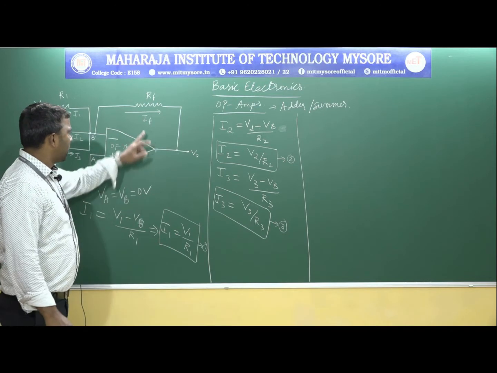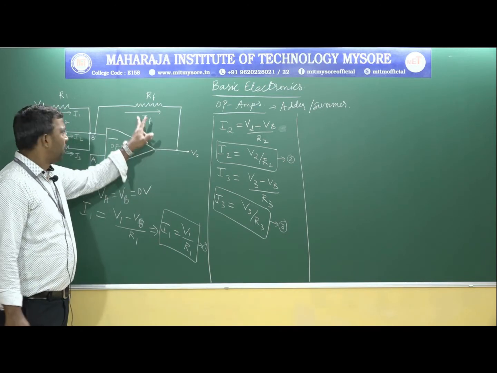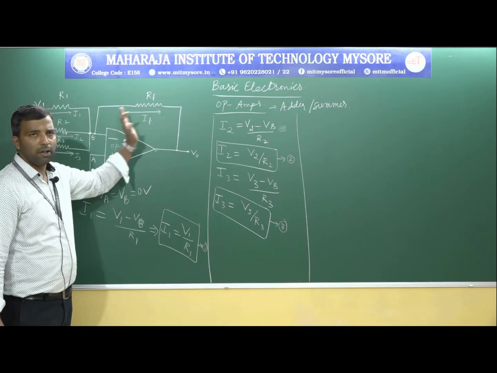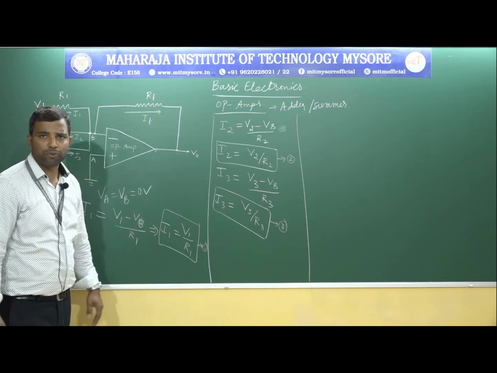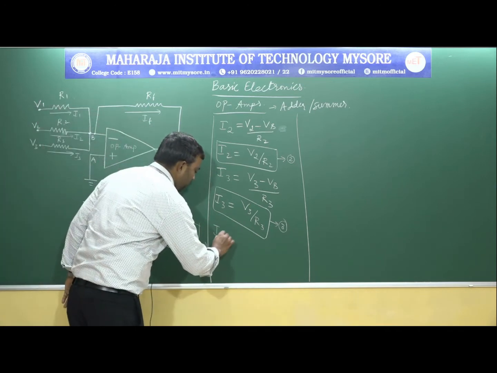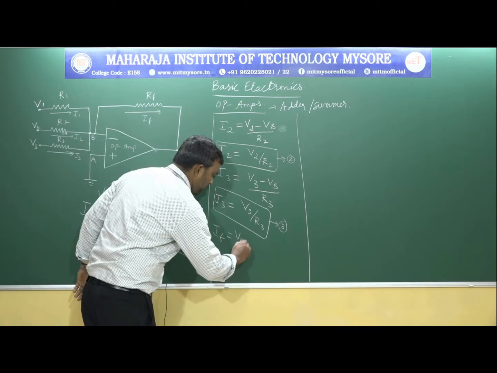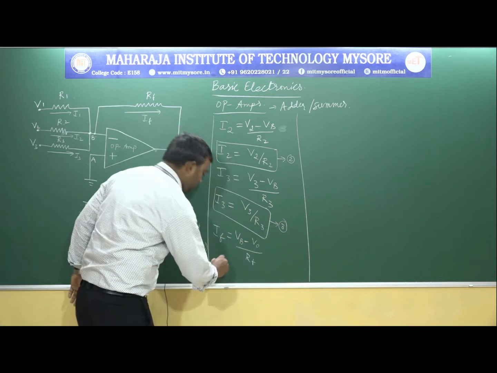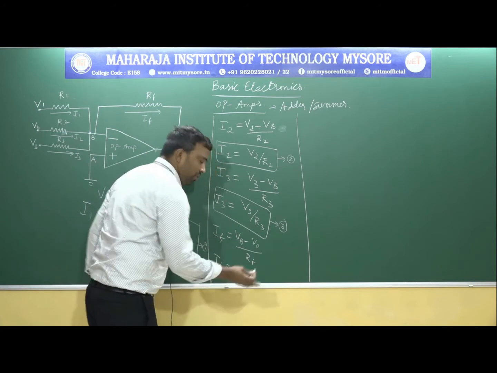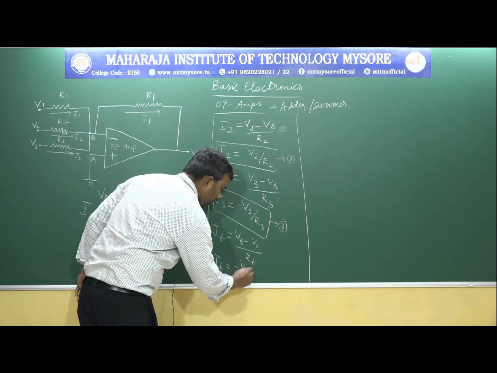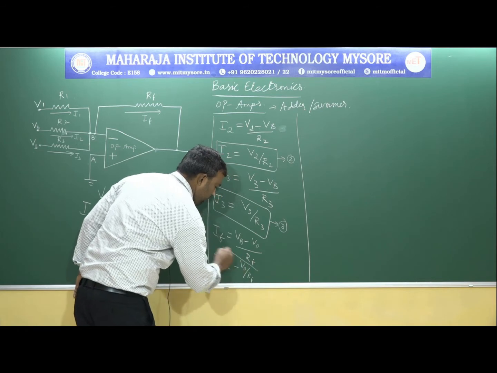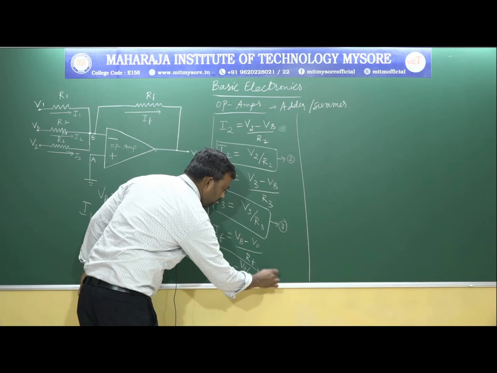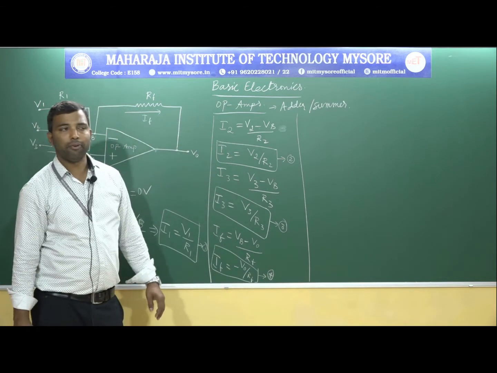Similarly, I am going to find the expression for IF. What is the IF value? IF is VB minus VO divided by RF, because the direction is from B to O, the output side. So IF is given by VB minus VO divided by RF. I can write IF as 0 minus VO by RF. I will call this expression number 4 for IF.